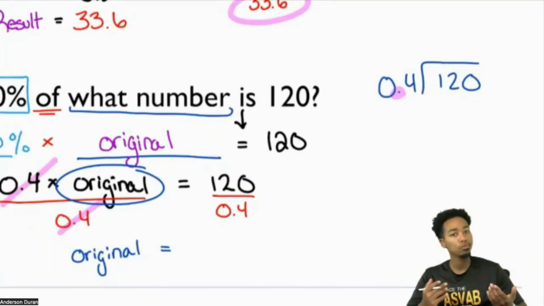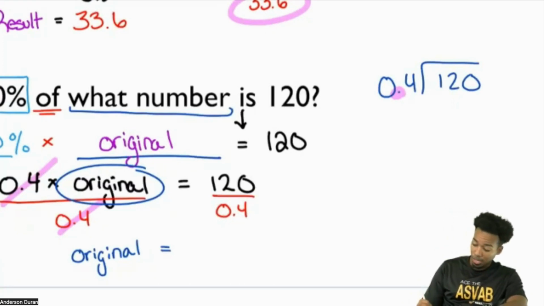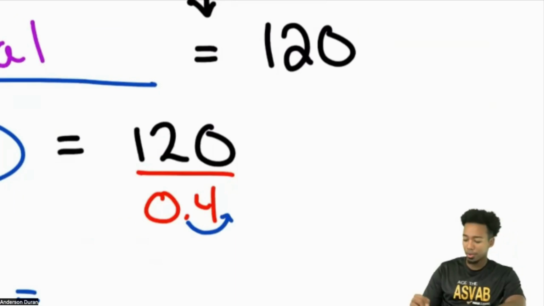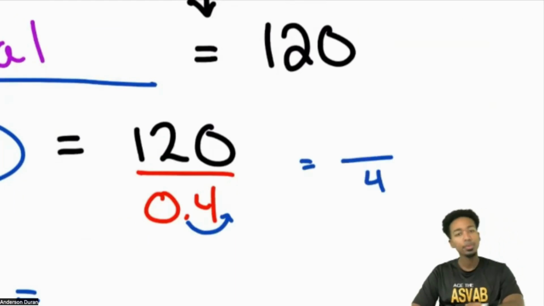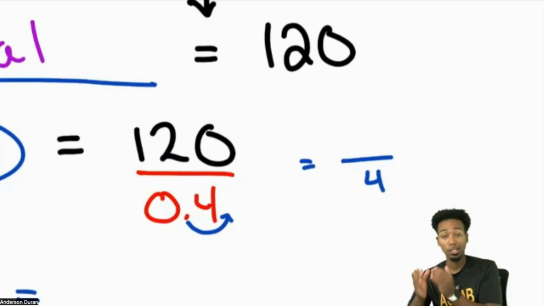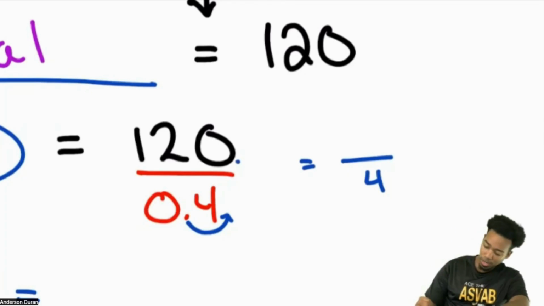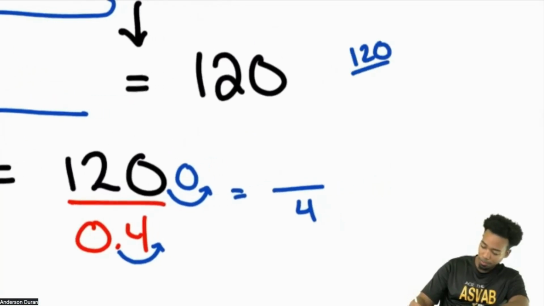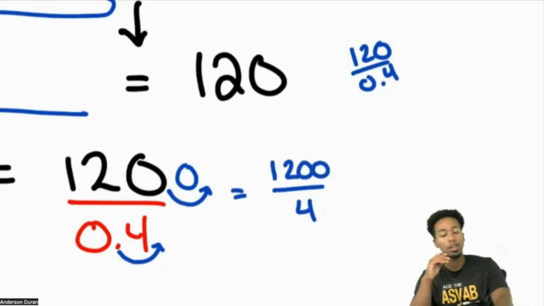So what you're going to do is take that decimal place right over here and move it over, because I would rather divide by 4. But remember, whatever you do to one part of the fraction, you do to the other. So if I move the decimal place on the bottom, I've got to move it up top. This right here, move it over one time. So all I'm saying is that 120 divided by 0.4 is the same thing as 1200 divided by 4.